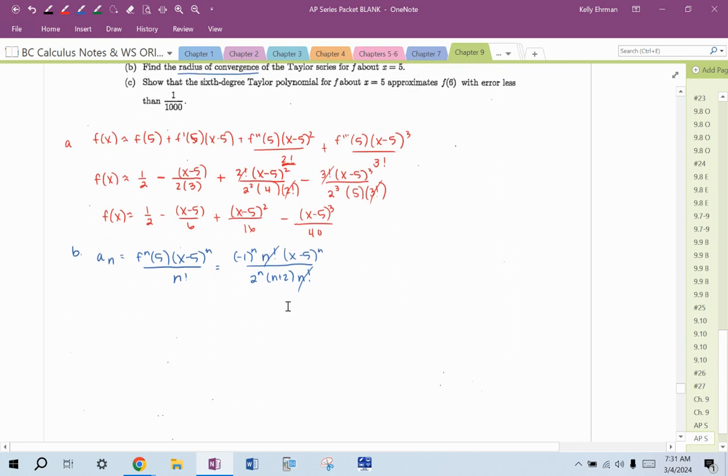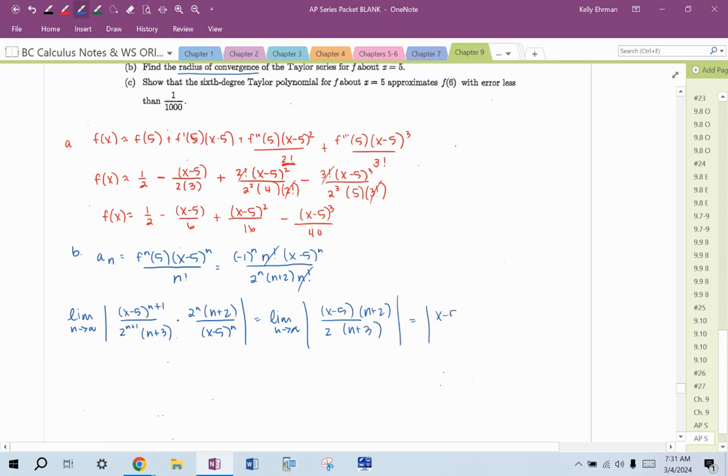And then when I'm doing my ratio test, I ignore the alternating piece. So the limit as n approaches infinity of the absolute value of x minus 5 to the n plus 1 over 2 to the n plus 1 times n plus 3 multiplied by 2 to the n times n plus 2 over x minus 5 to the n. Let's rewrite this with things that have canceled. So on the x's, we have x minus 5 left. There's a 2 in the denominator. The n plus 2 on top stays. The n plus 3 on bottom stays. But it's a tie, so we're left with the absolute value of x minus 5 over 2.